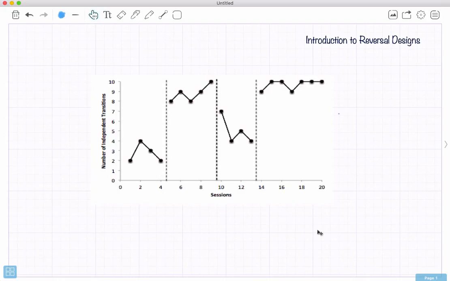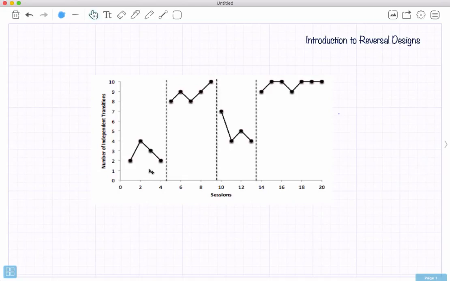And if that included having two different people looking at this data for a minimum of 20% of the time and agreeing at greater than 80% of the data that was collected, then we would consider that this meets that standard.